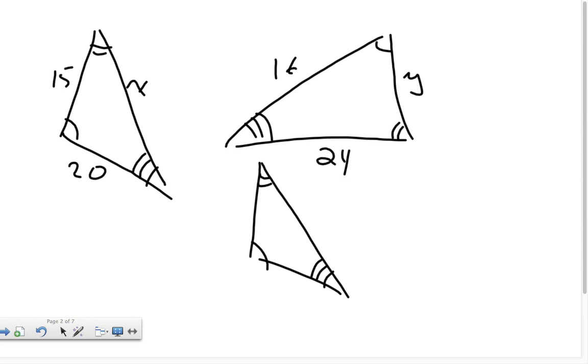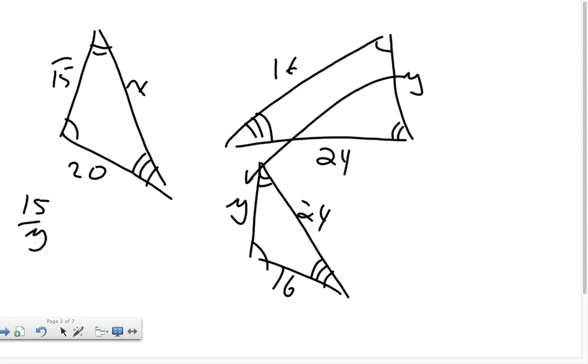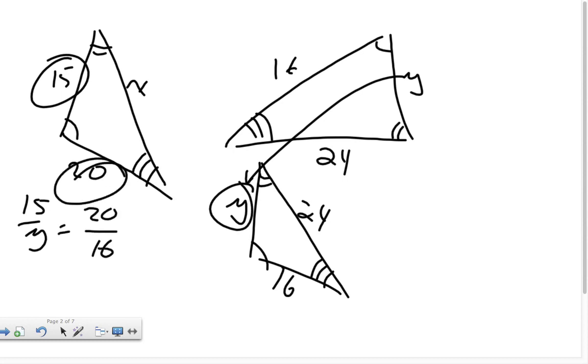What's the number between the one line and the two lines in this triangle? Y. So this maps to that. Between 1 and 3, it's 16. Between 2 and 3 is 24. Now it's easy for me to see which sides match up to which sides and do your proportions. Now it's just 15 over y, matching this one to this one, with 20 over 16. This one to this one is equal to x over 24.